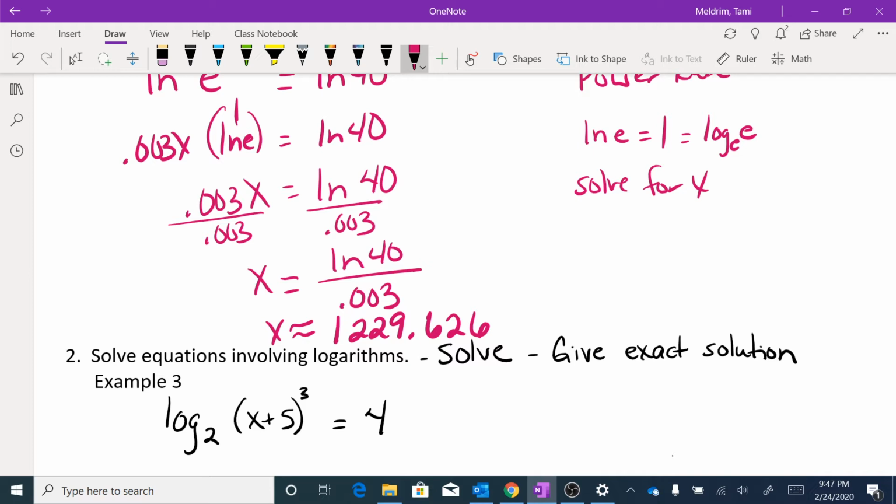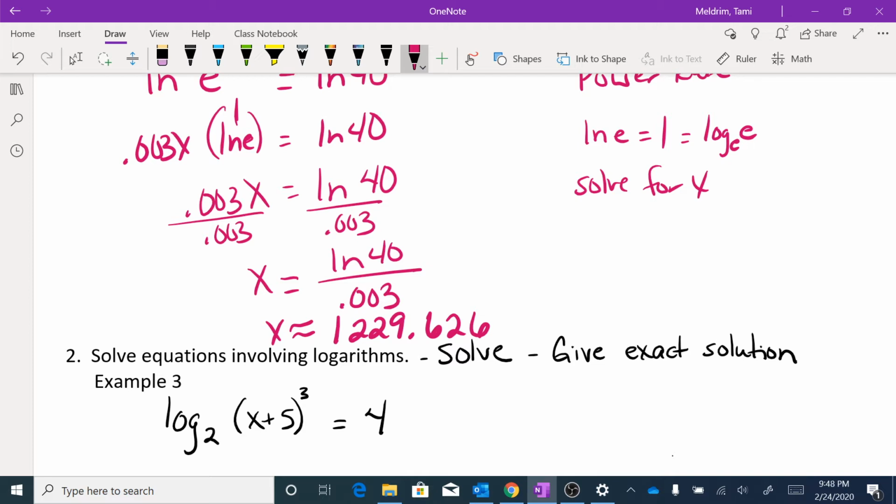Okay, 1,229.626. Hopefully you're trying these out on your calculator, seeing if you're getting the same answers, because you need to know how your calculator is working. And remember, make sure you're putting the right parentheses or equal signs or whatever and getting the correct answers.